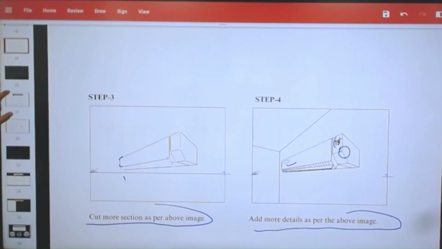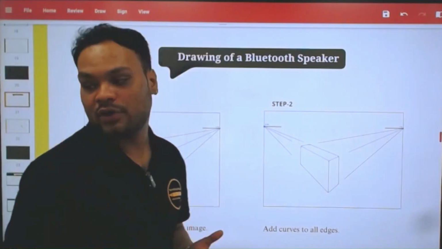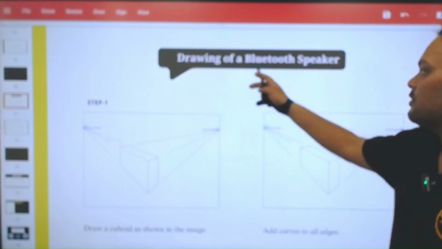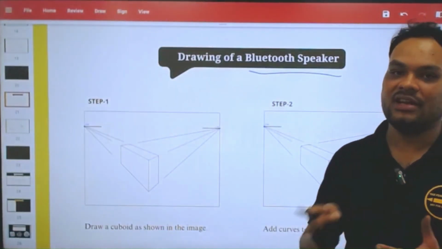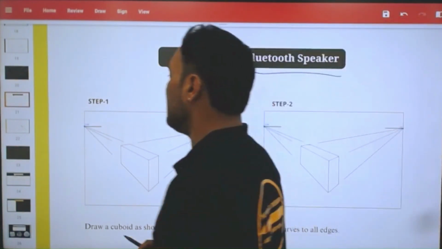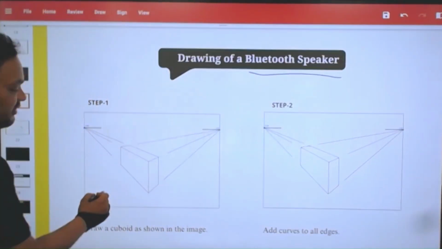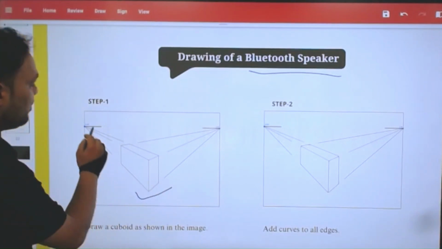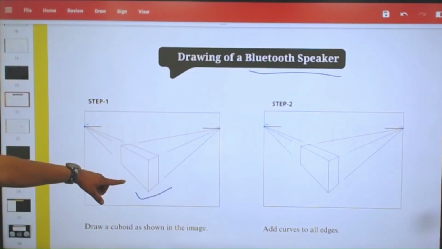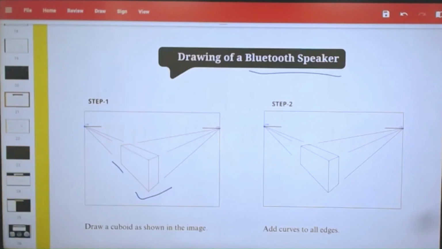Now coming to the next part, that I'm going to give you one more example how to draw drawing of a Bluetooth speaker. So we are going to make Bluetooth speaker are in a various shapes and the design available, but this is one of the very basic one with the help of 2-point perspective. As you guys can see, step 1, VP1, VP2, right? Clear dikh raha hai? This is a cuboid.